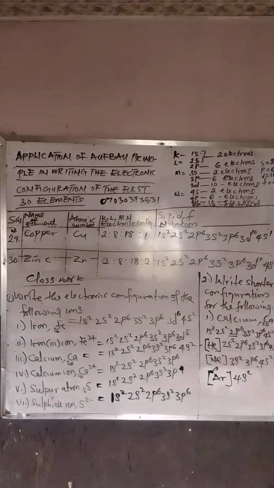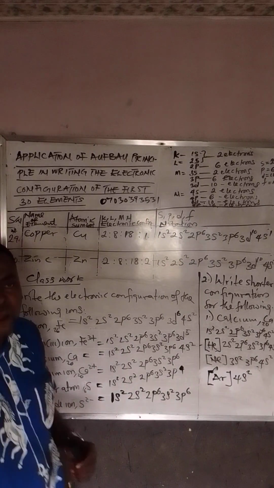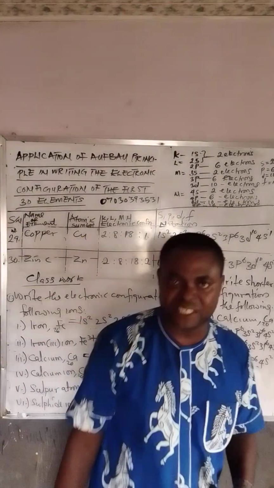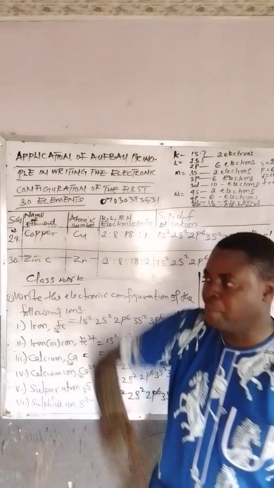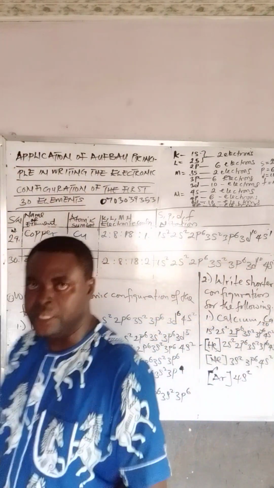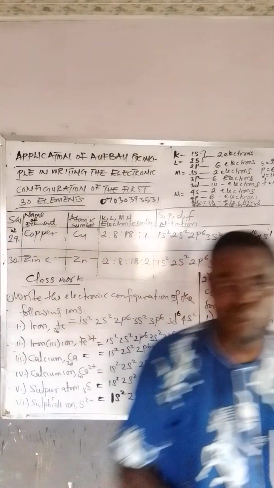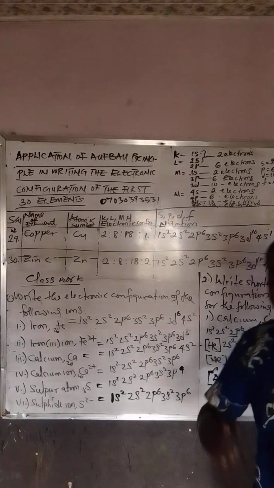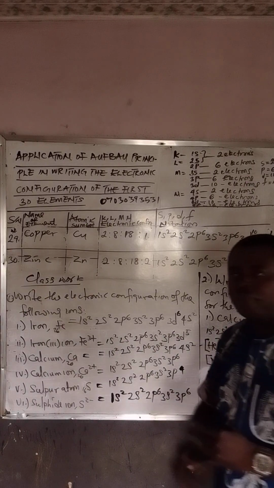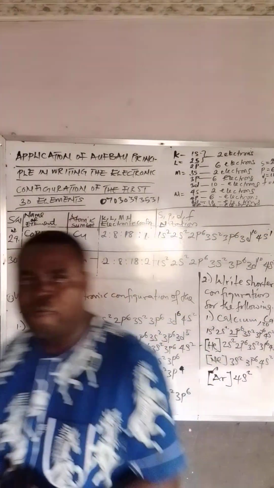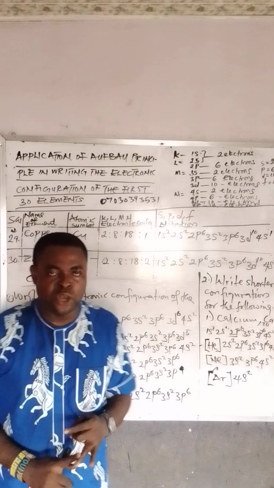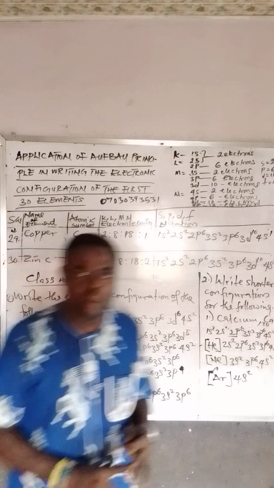See you in the next video, where we are going to look at Hund's rule of maximum multiplicity. Don't forget, in the previous video that we did, we started talking about the laws governing electronic configuration. We have talked about Heisenberg uncertainty. We are just finishing Aufbau principle. In the next video, we will go to Hund's rule of maximum multiplicity.